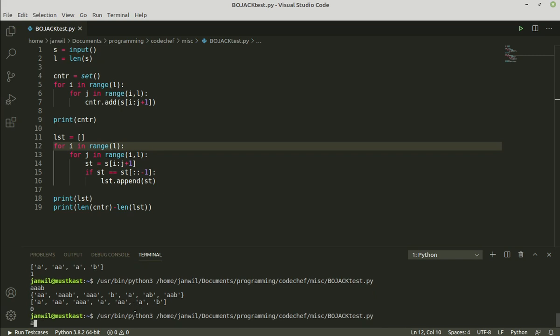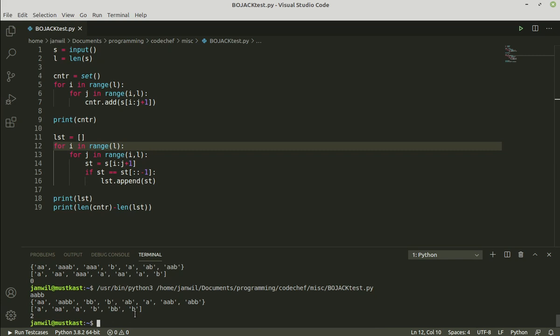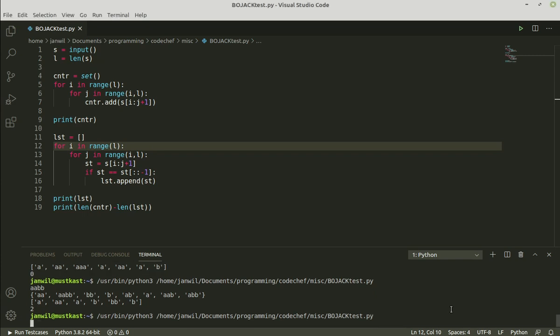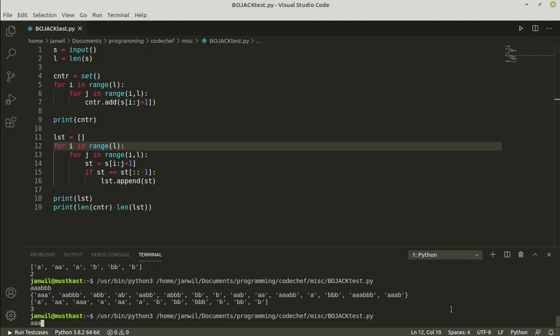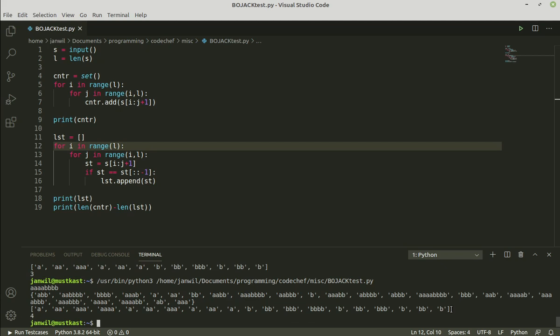AB was 1, so let's try AABB. Aha, that's 2. And so let's see whether this pattern continues. And if we try with AAABBB, then indeed it gives us 3. AAAABBBB gives us 4. And so it seems that it's a required construction.